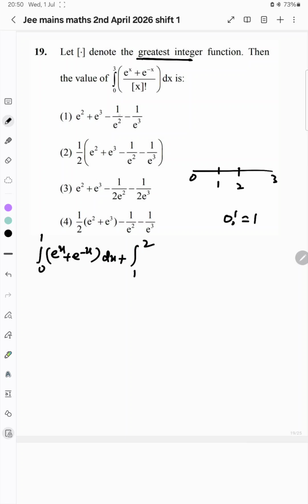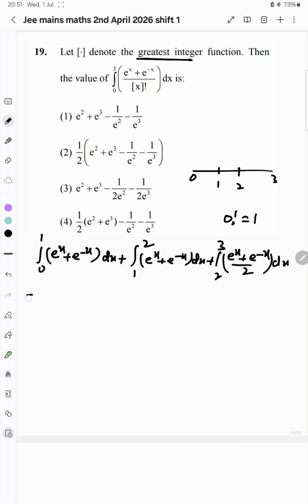If you take any value from 1 to 2 and apply the step function, you will get the result 1, and 1 factorial is again 1 only. Then also you will get e^x + e^(-x) dx. Next from 2 to 3. From 2 to 3, if you take any value and apply the step function, the result is 2 only. 2 factorial means again 2. So you will get (e^x + e^(-x))/2 dx.